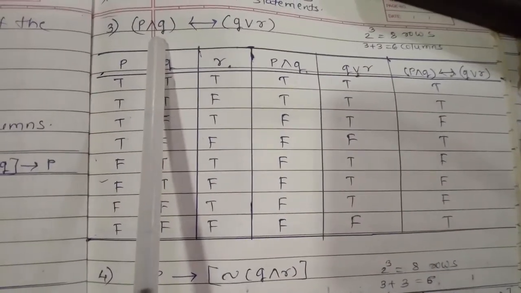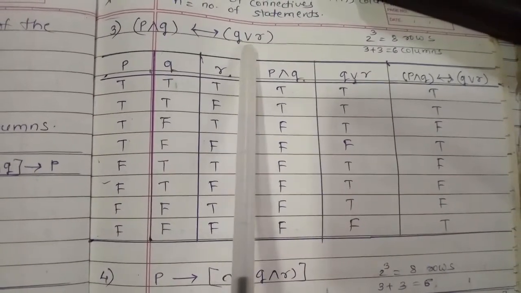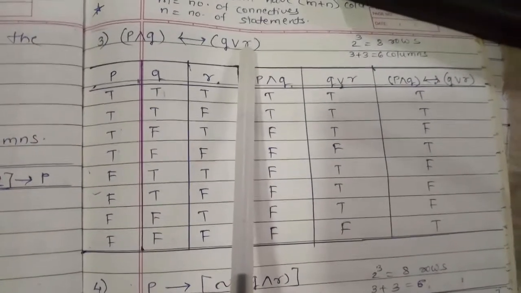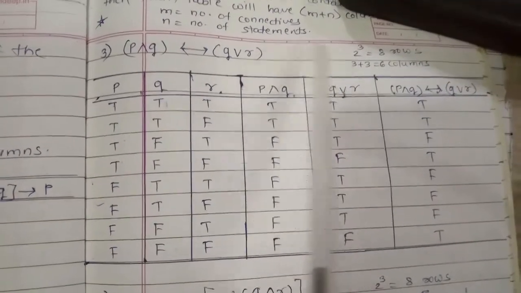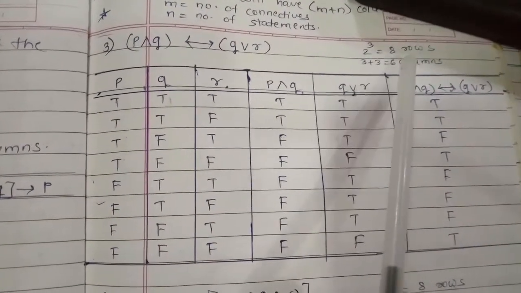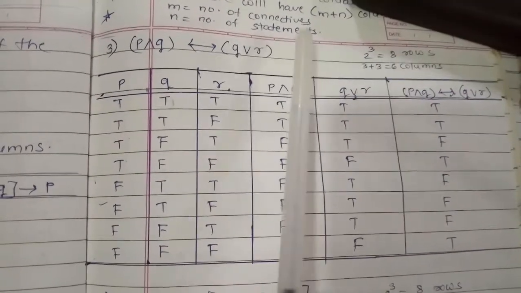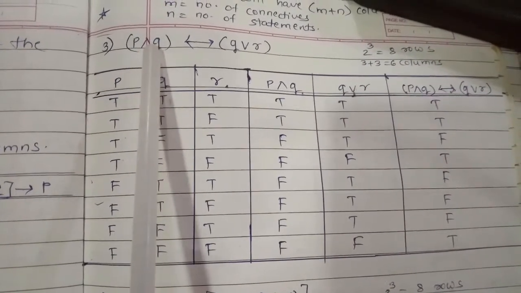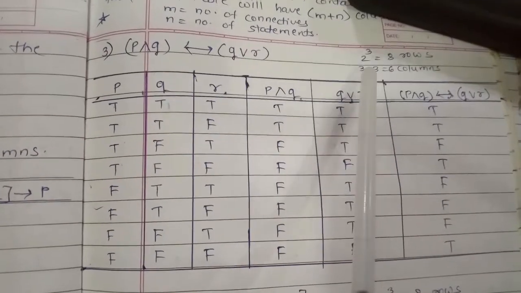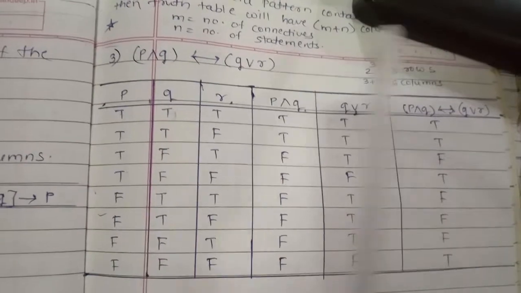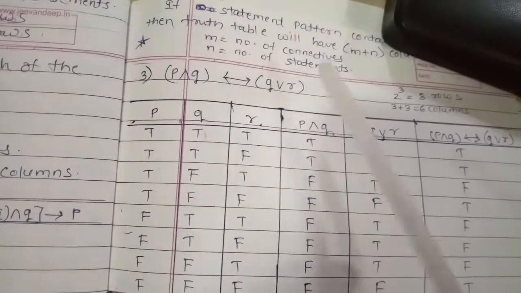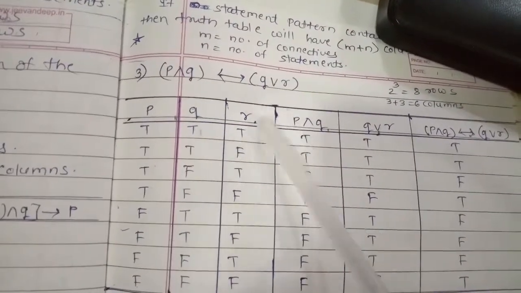Again see the example: P conjunction Q biconditional Q disjunction R. Now see there are three statements, P, Q and R. So 2 raised to 3. So here we have to write down 8 rows, and see how many connectives are there. 1, 2 and 3. So 3 connectives and 3 statements. So in total there must be 6 columns. Now see how to write down. So first we have to write down P, Q and R.